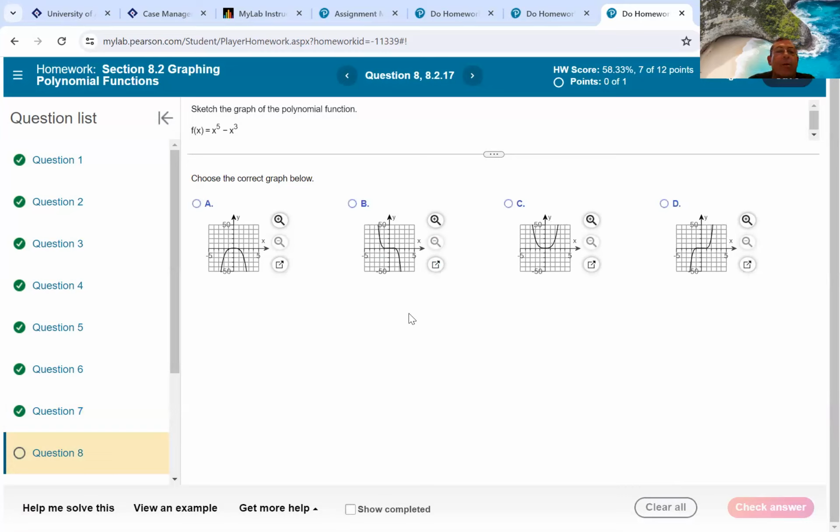All right, so what y'all figure on this? You got an x to the 5 with a positive 1 in the front. So A, B, C, or D? So D, uphill, left to right.